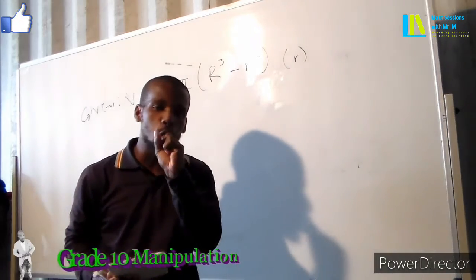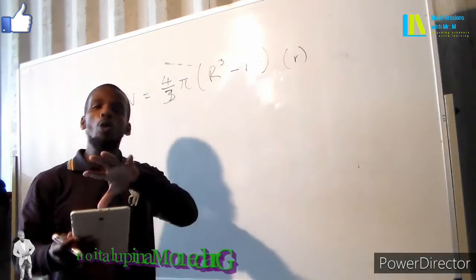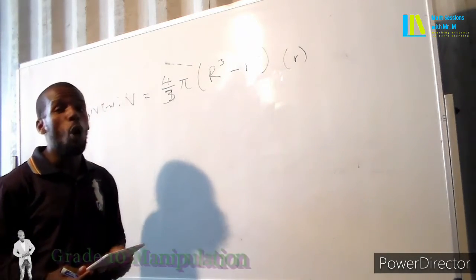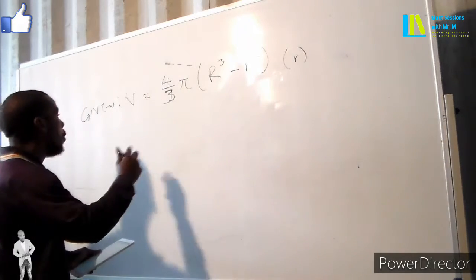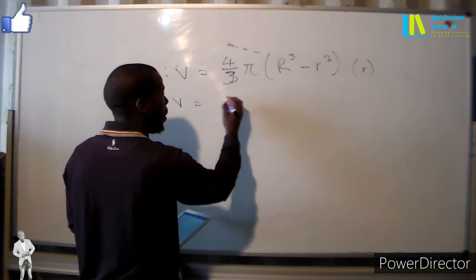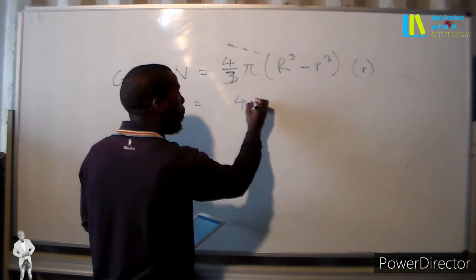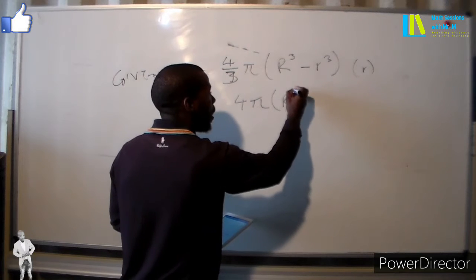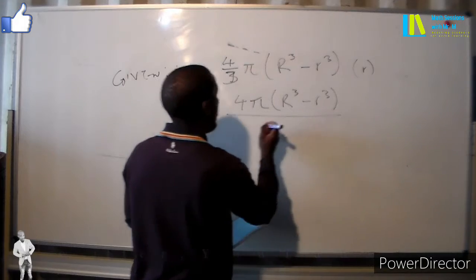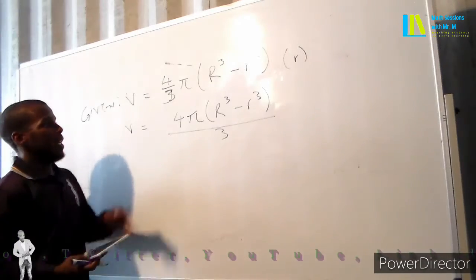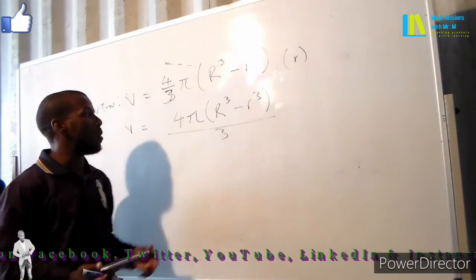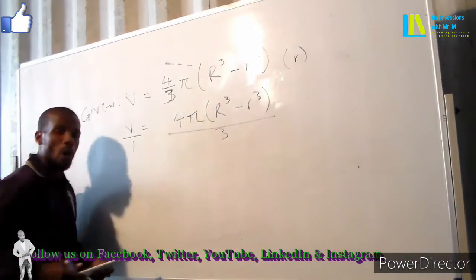The first thing that we are going to do, watch how I do it. We are going to rearrange in simplest form so that you can visibly see how to approach this one. Because this is the same as V is equal to, when we rearrange it, it's 4 pi times R raised to the power of 3 minus small r raised to the power of 3, all of this divided by 3. We just multiply out by the numerator, because now V is over 1.